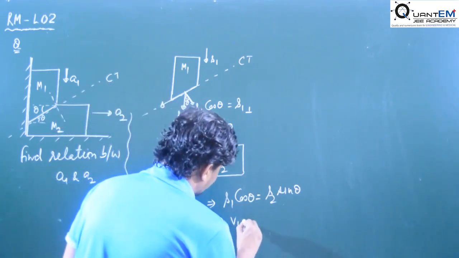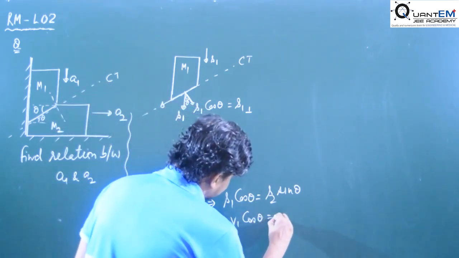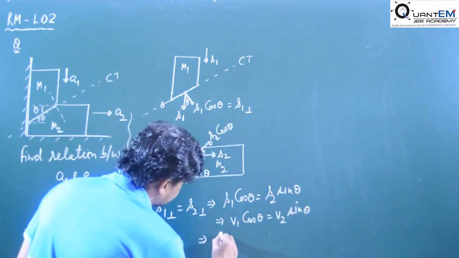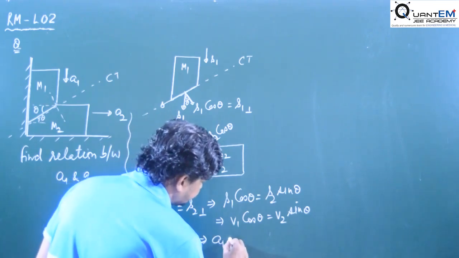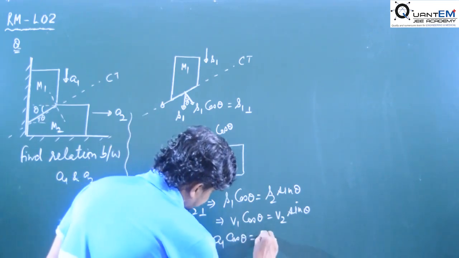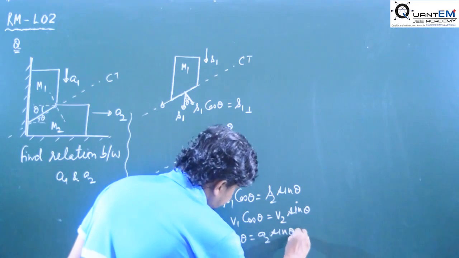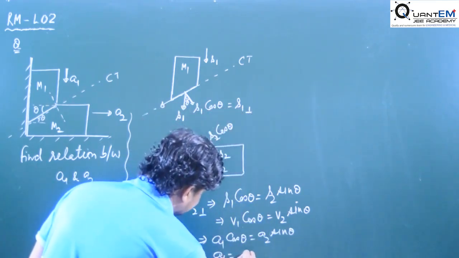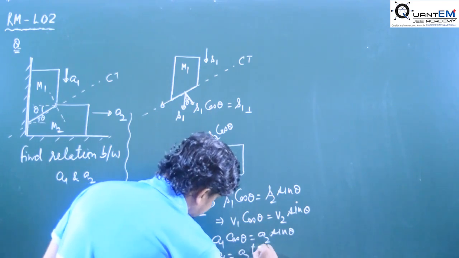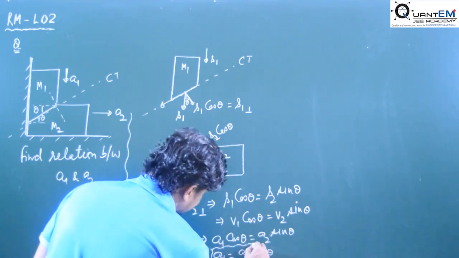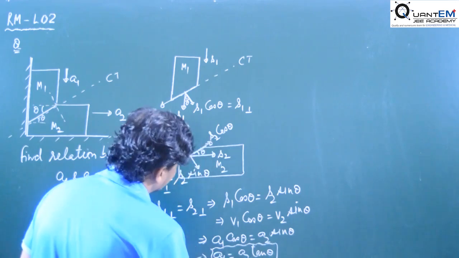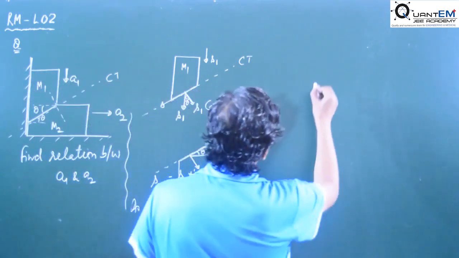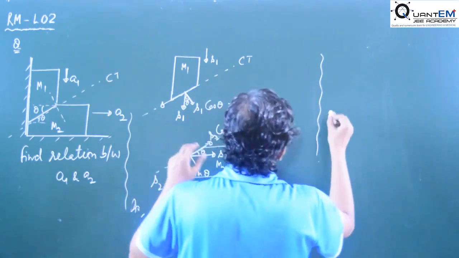v1 cos theta is equal to v2 sin theta, and also acceleration a1 cos theta is equal to a2 sin theta, so we have the relation a1 is equal to a2 tan theta. This one is the relation between a1 and a2. Now we come to the virtual work concept, the alternate method.